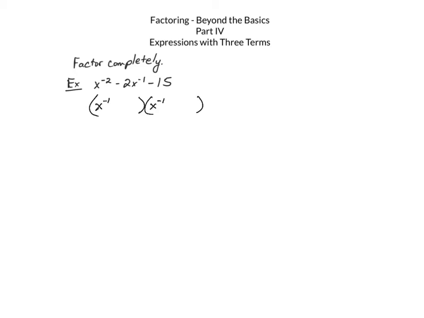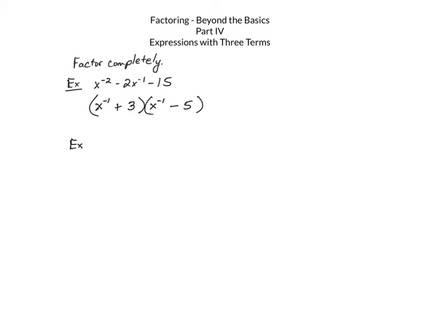The 15, I like 3 and 5, so I'm going to put the 3 and the 5 in. I need a negative 2 in the middle, so I make sure I put a negative on the 5 and a positive on the 3. And this one is complete. I can't factor it any further.